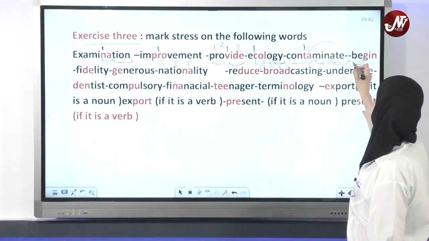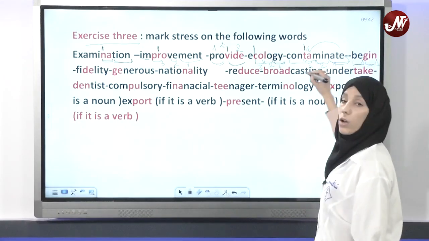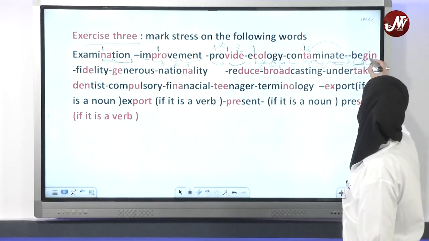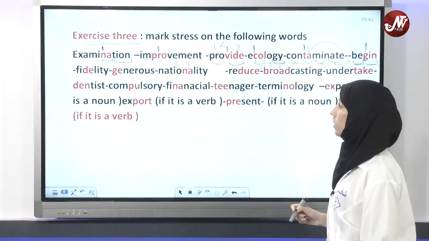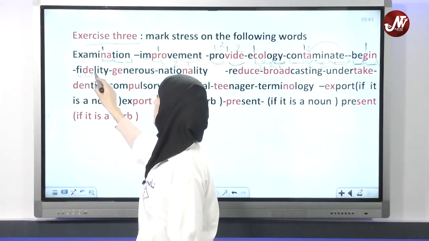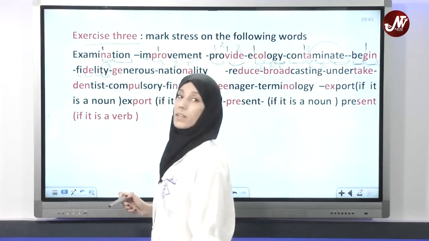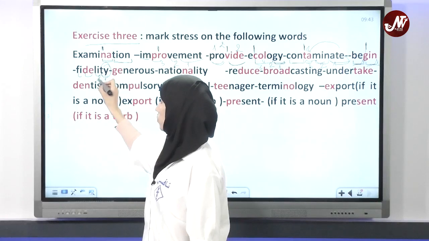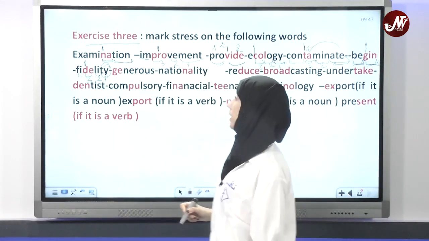Then we have a verb, two syllables. As we have seen, we stress on the second syllable if we have a verb with two syllables. Begin. Then we have the word fidelity. We have the -ty here, it means anti-penultimate stress. We count 1, 2, 3. We stress here, fidelity.